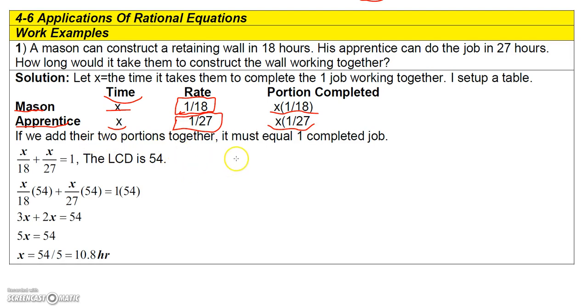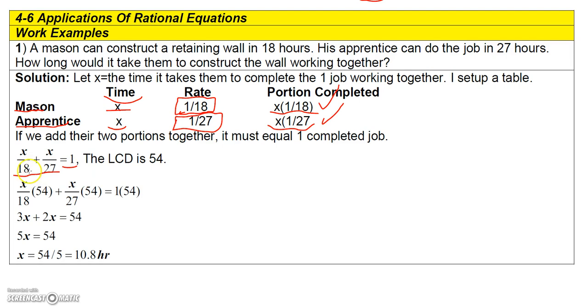Now, if you add the portion completed by the mason and the portion completed by the apprentice, they should add up to 100% of the job. So 100% of the job in decimal is 1. So put a 1 here and then just add the two portions that they do, and that should equal 1, because this is the portion done by the mason. The portion done by the apprentice should equal one whole job, or 100% of the job.